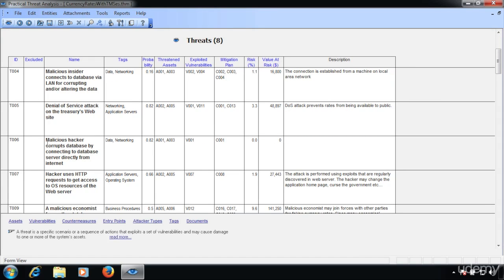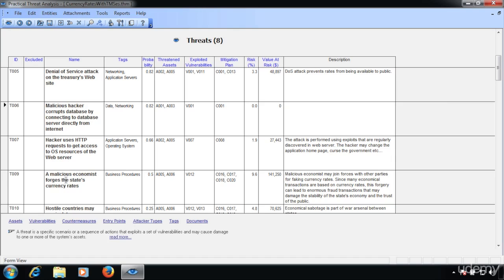Database corruption by a hacker from the internet, if not by SQL, because we've identified SQL previously in a different way. Now here we have another threat, an HTTP request to get access to OS resources. So it means directory traversal, one of these attacks. Now we have here a malicious economist forging the state's currency rates.